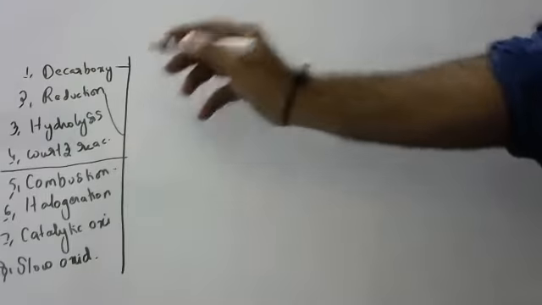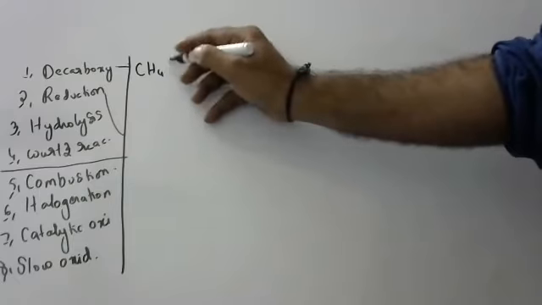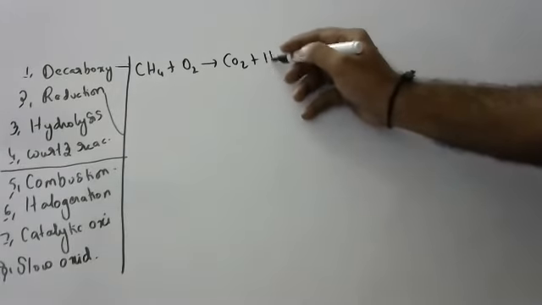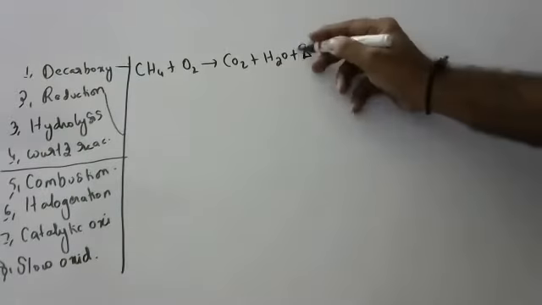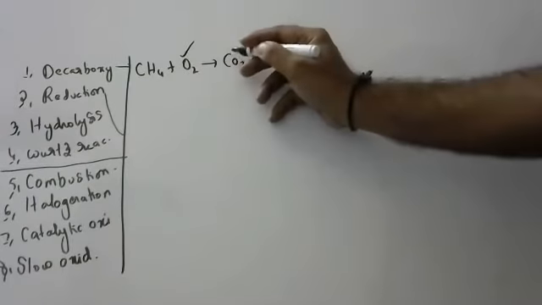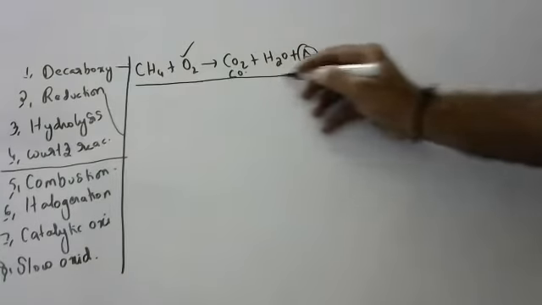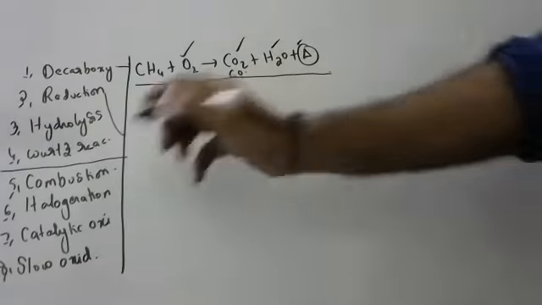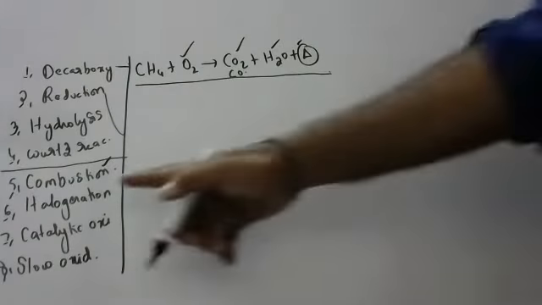Combustion. Combustion is heating anything in air. You take any organic compound and subject it to combustion. You'll get carbon dioxide, water, and energy only. All combustion reactions are exothermic reactions because they liberate heat. If you supply more oxygen, you get carbon dioxide. If you supply less oxygen, you get carbon monoxide. Any organic compound gives carbon dioxide, water, and energy only; that is combustion. Simple. Next, halogenation.